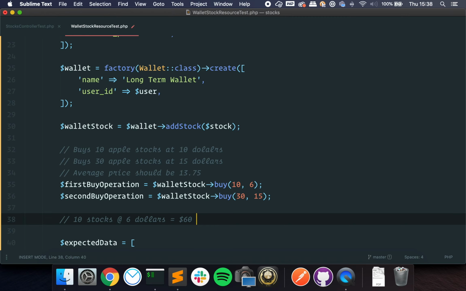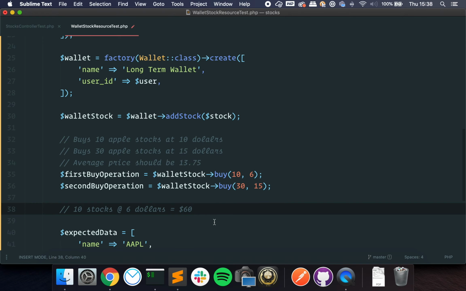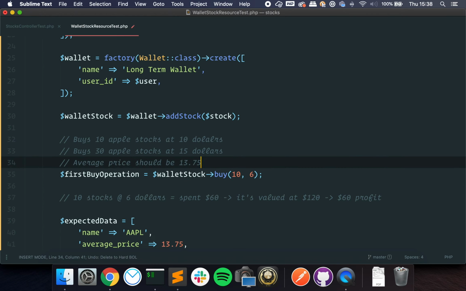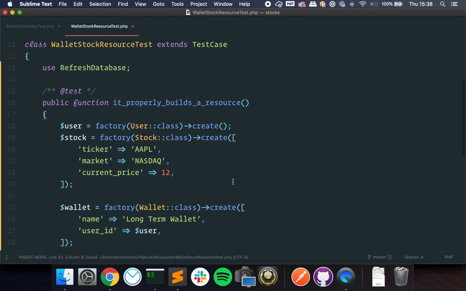Okay, this makes no sense. That would be a call. That's where I spend most of my time sometimes, thinking about the concepts. So actually, let's say the current price is 12, so we spent $60. It's valued at... $60 profit. Okay, that makes sense. Okay, wallet stock, all of that is correct.